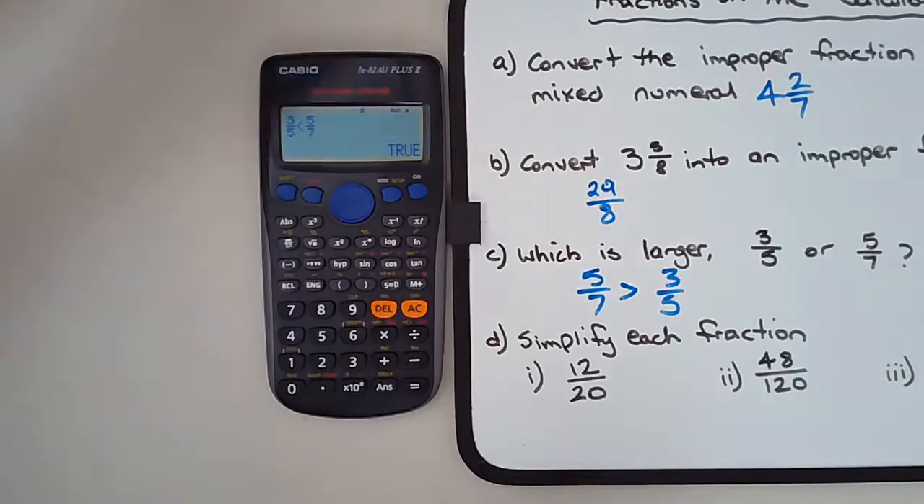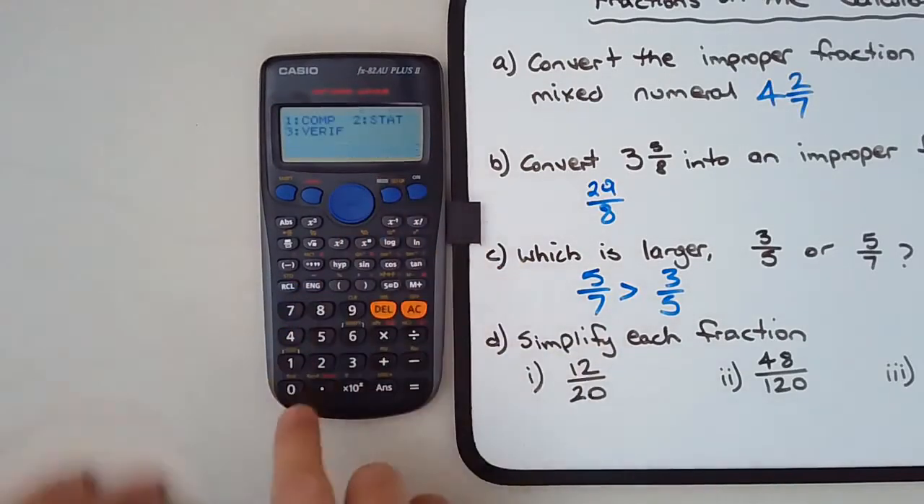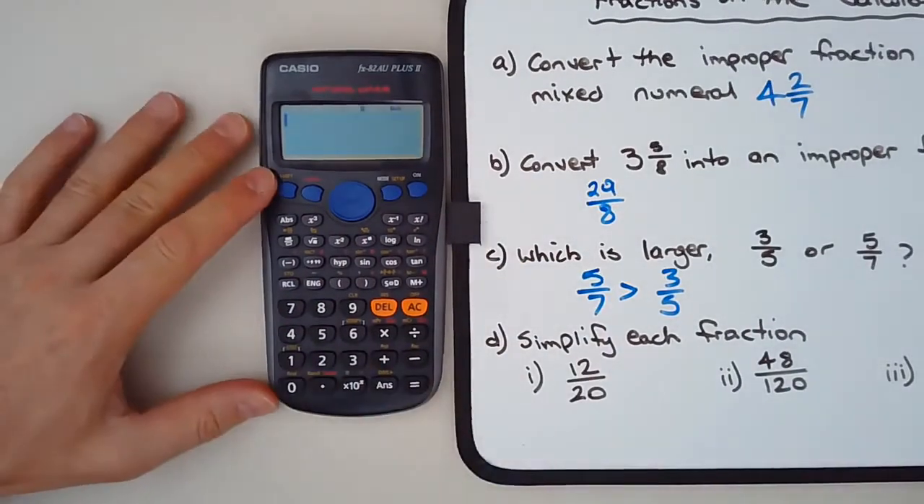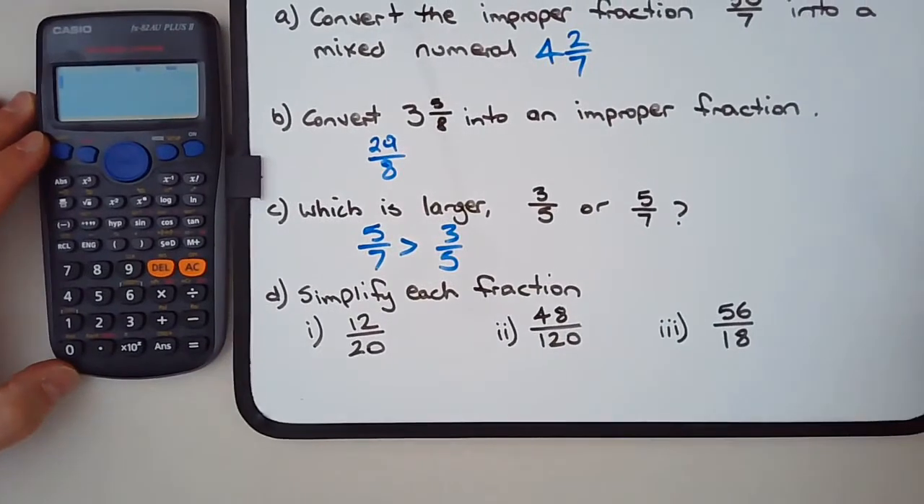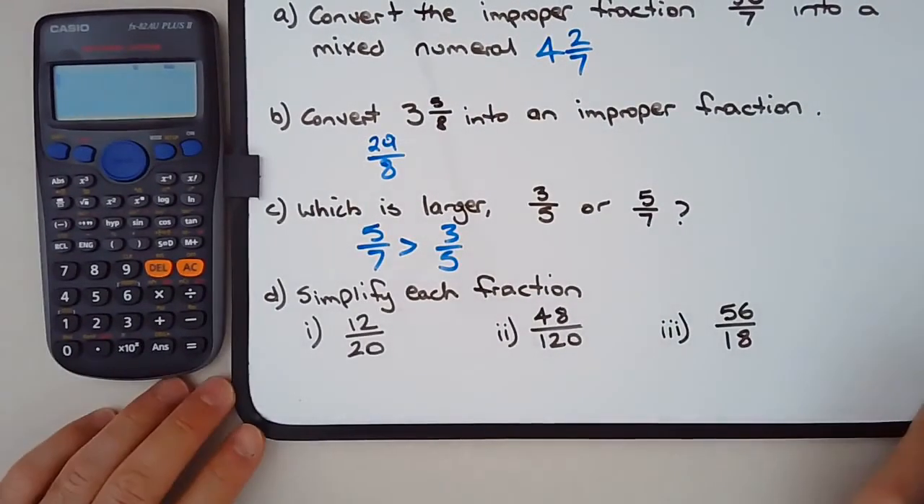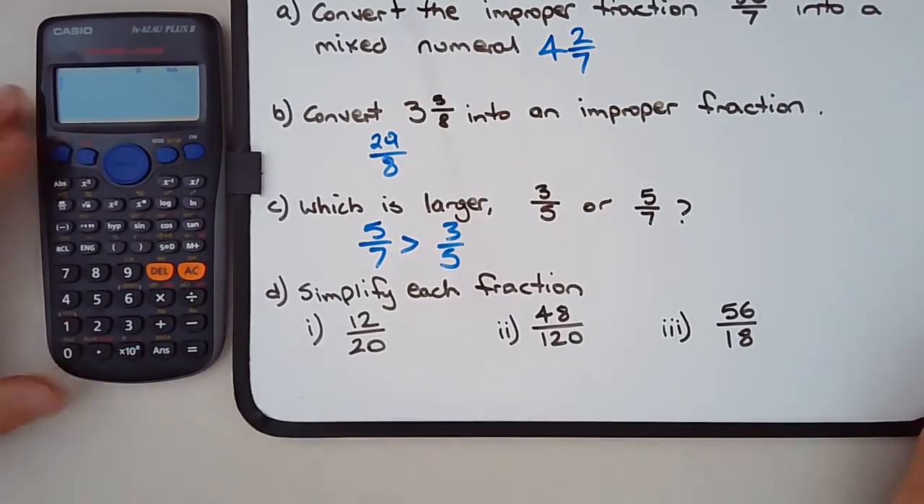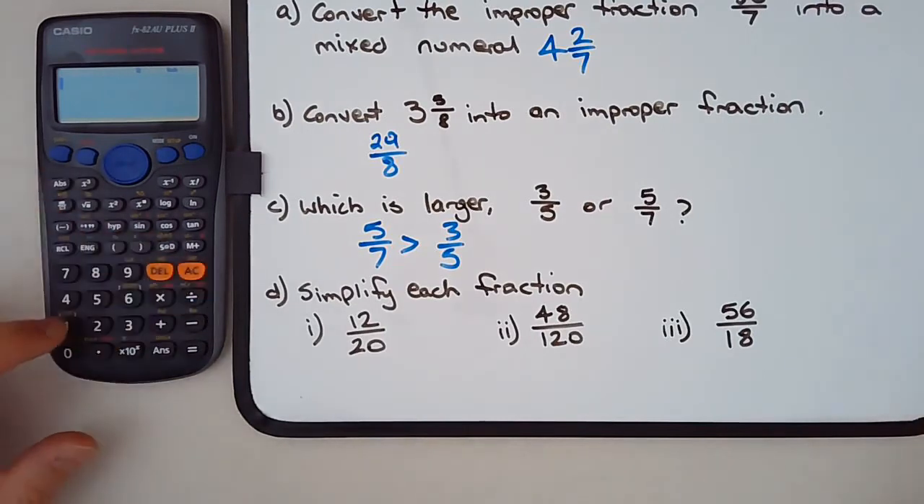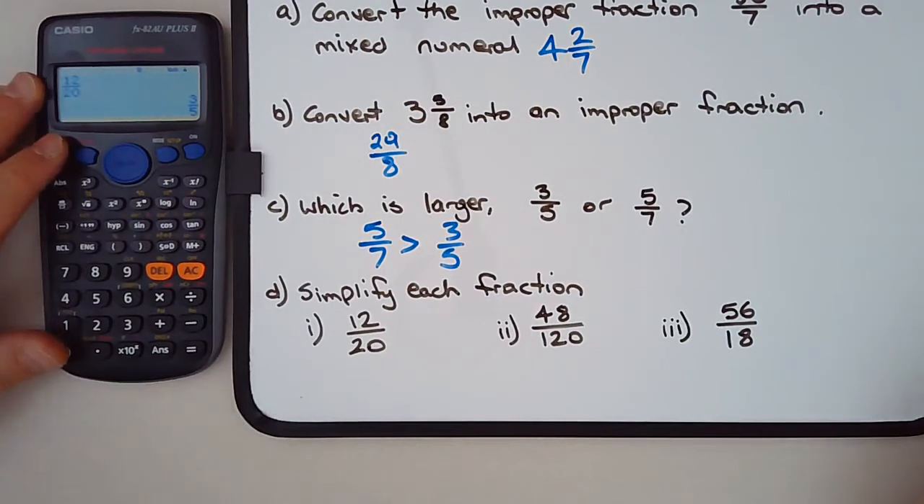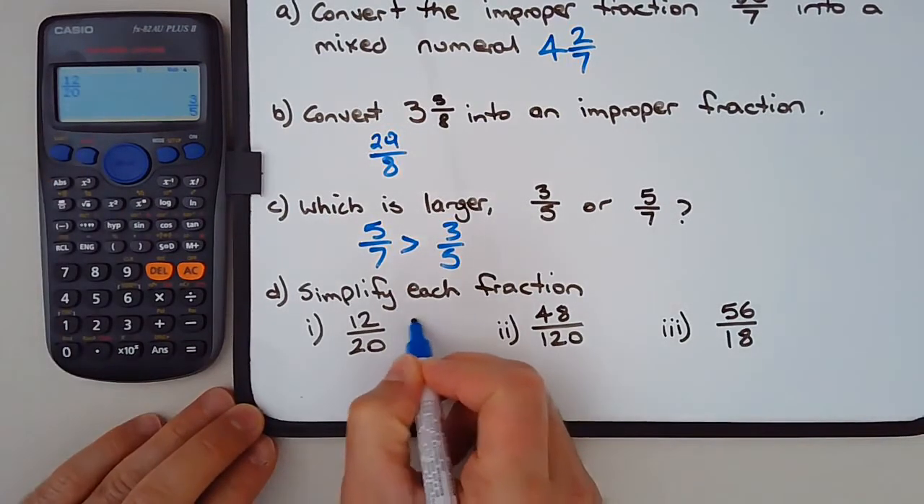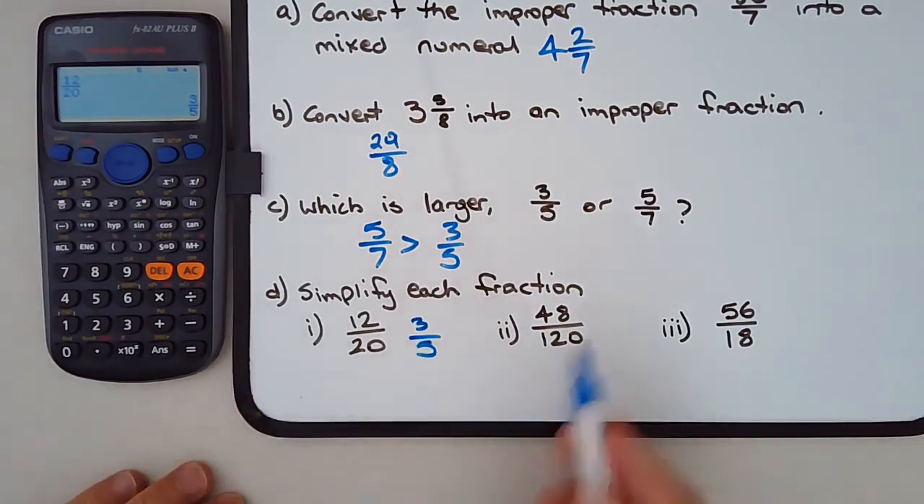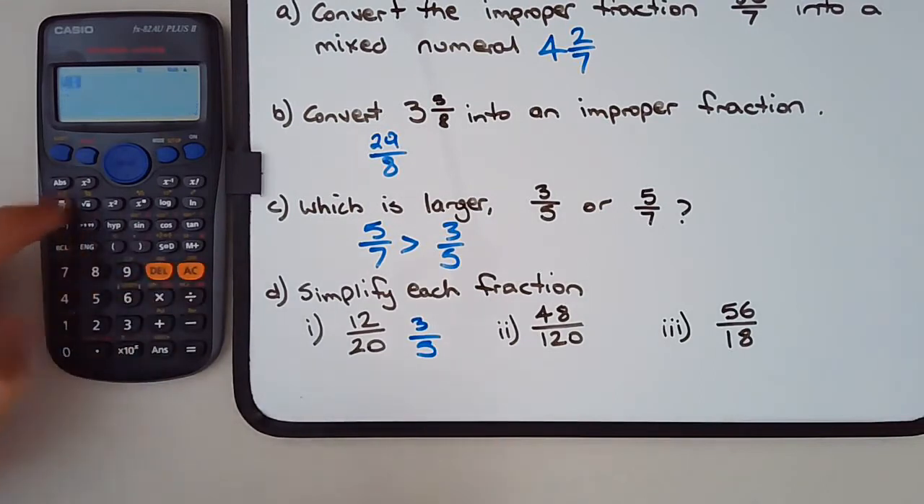All right, I'm going to zoom out again, and bring the calculator back to where it was. Let's have a look at D. Simplify each fraction, and the good thing is the calculator will simplify it all for you. All you've got to do is type it in. 12 on 20, and hopefully you can see that, and that's 3 on 5. So I'm just going to write the answers there. 48 on 120, and that's 2 on 5.